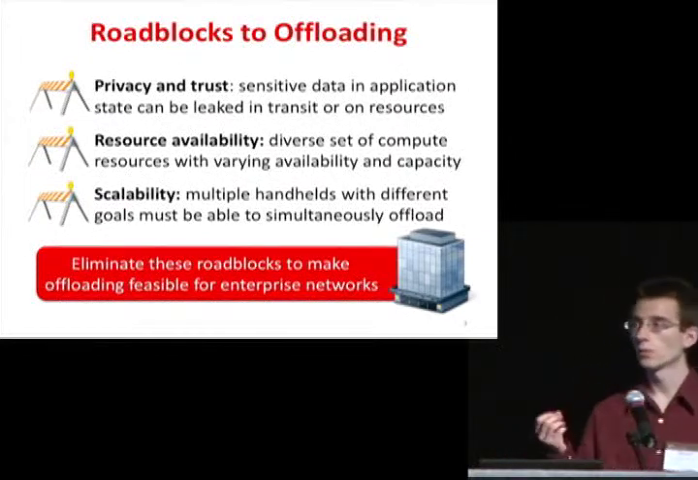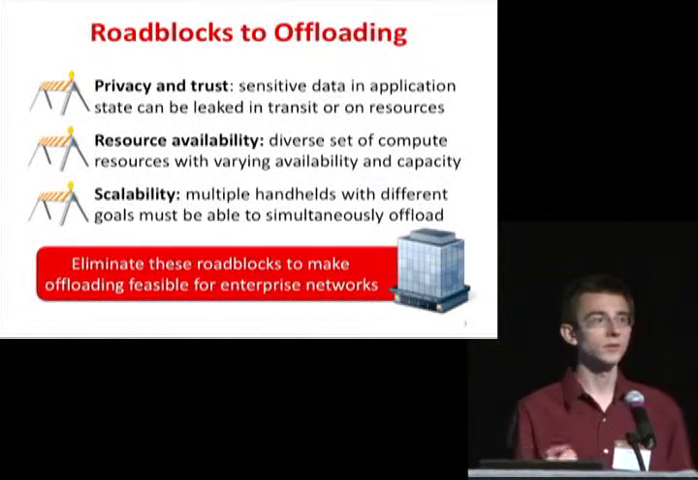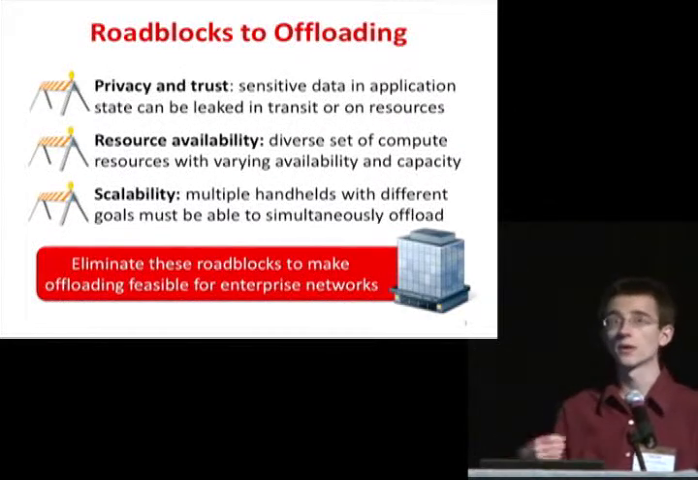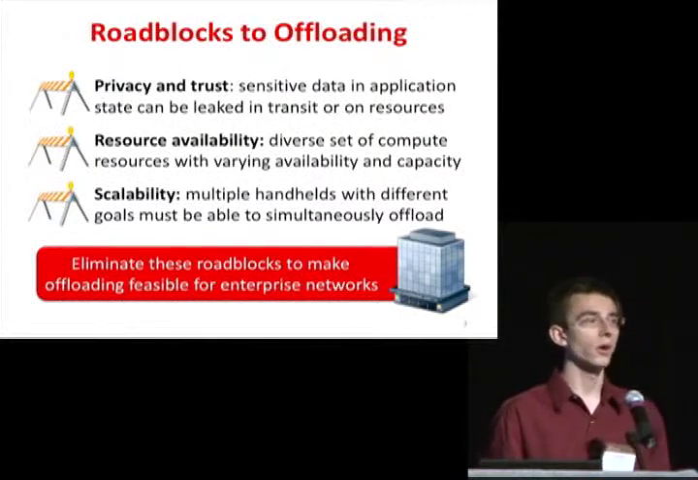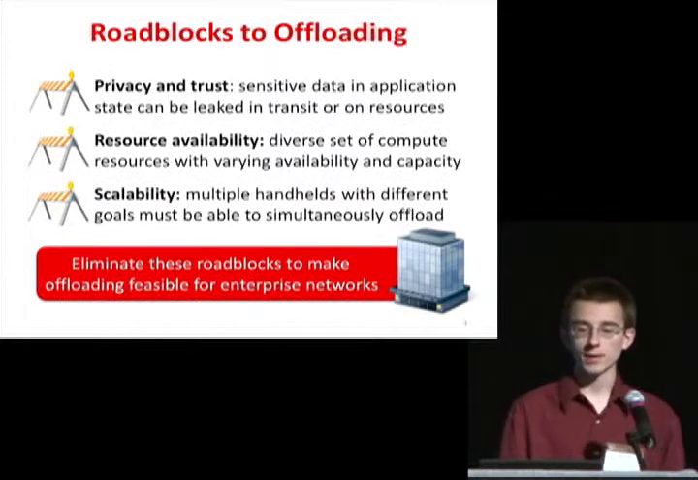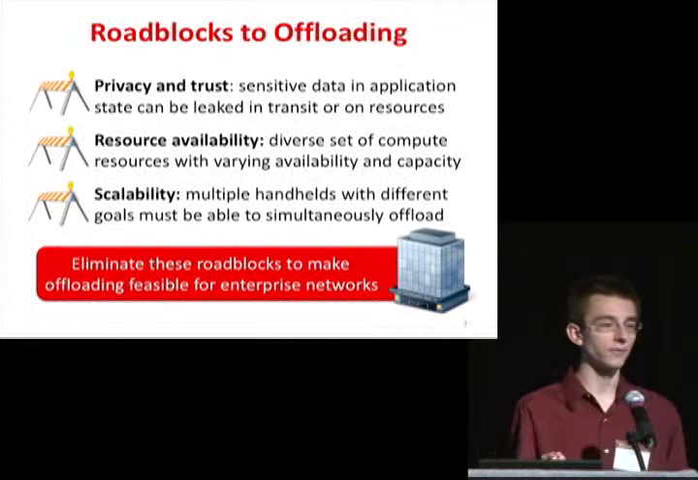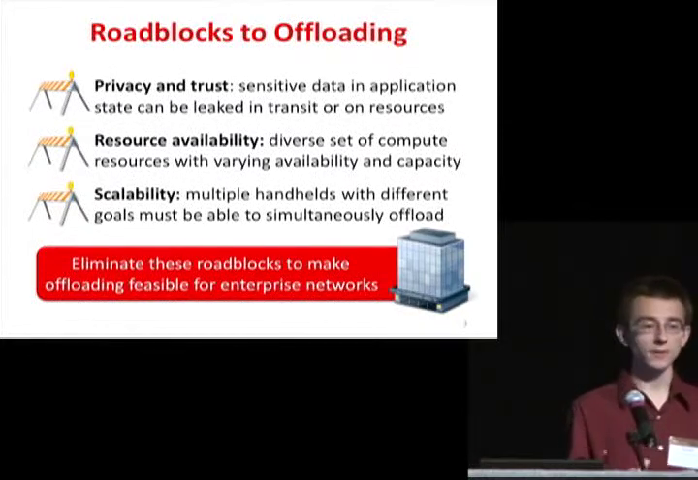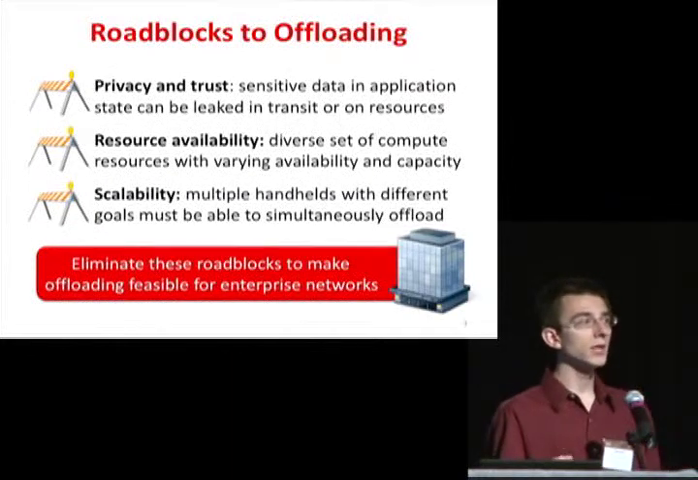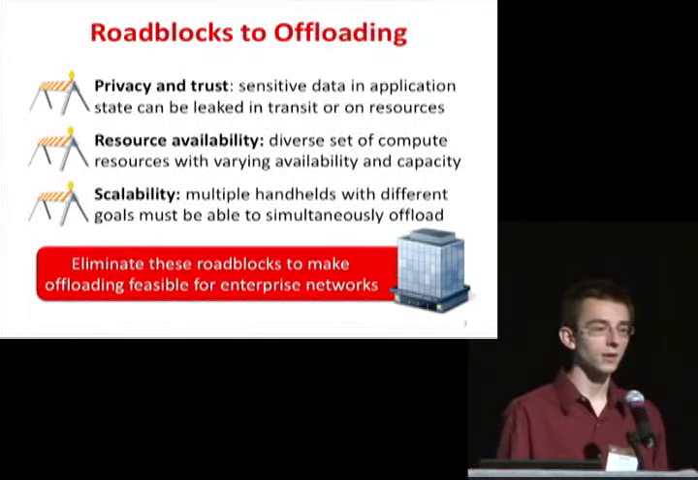Next is resource availability. We potentially have a diverse set of compute resources that we want to use, be it an idle desktop in our network, a data center, or a remote cloud resource somewhere, and these will have varying ability and capacity to run applications. Lastly is scalability. We have multiple handheld devices from different users with different goals, either energy savings or performance improvements, and we need to handle all these devices simultaneously to provide some benefit to all of them.